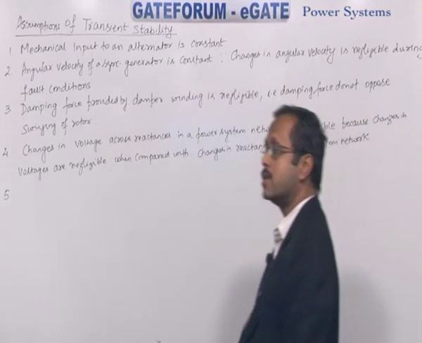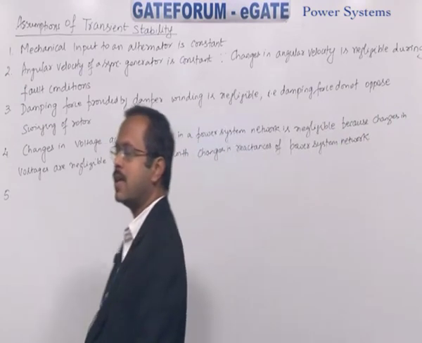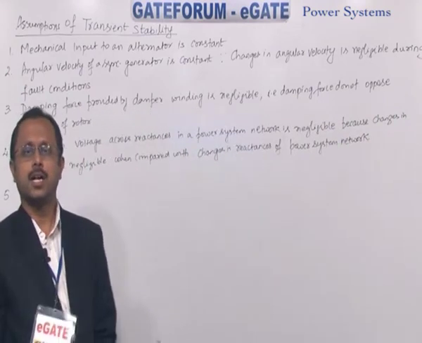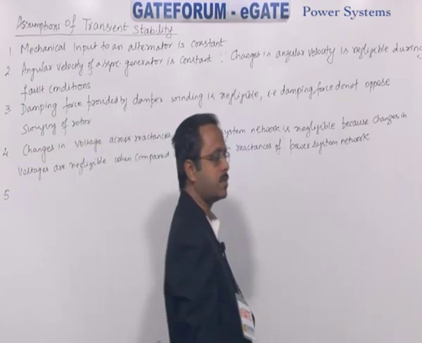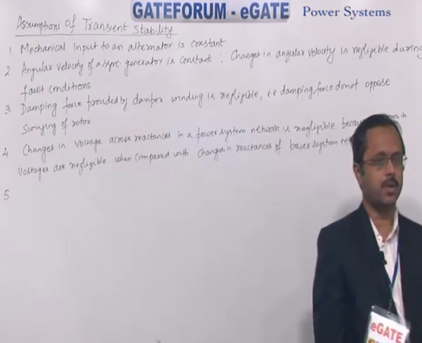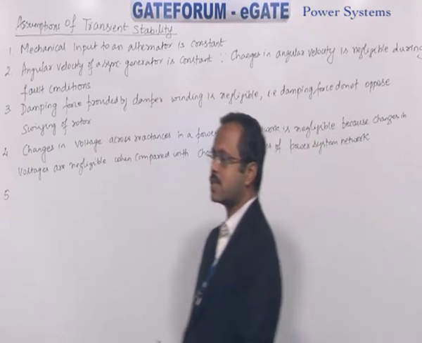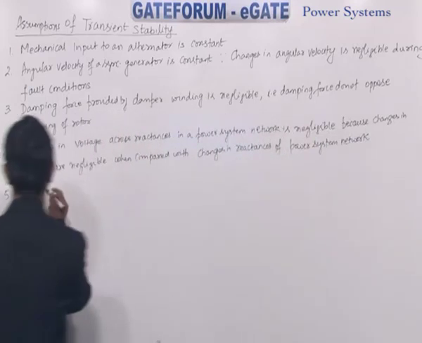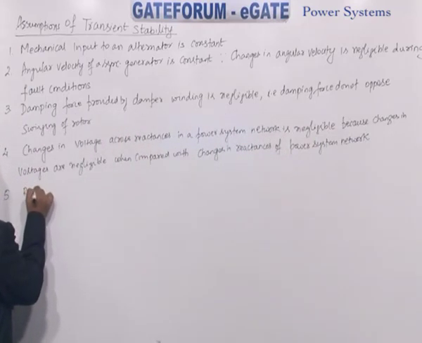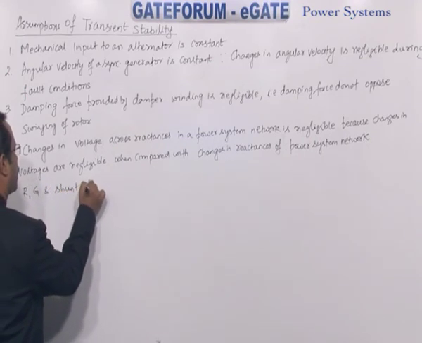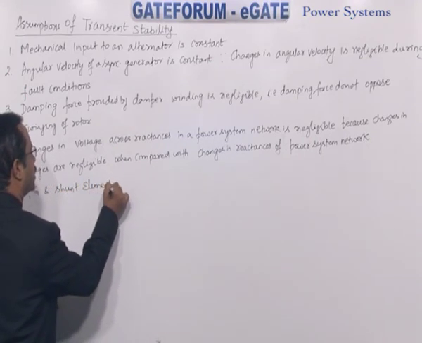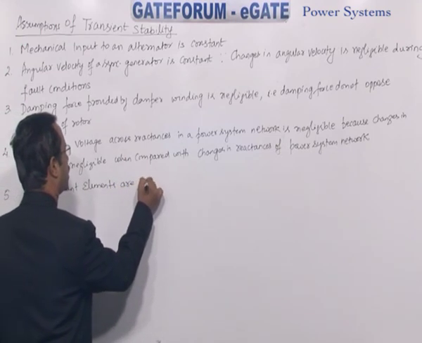And the fifth assumption is that the resistance and conductance of the transmission line are negligible. Or you say the resistance, conductance and shunt elements are neglected.